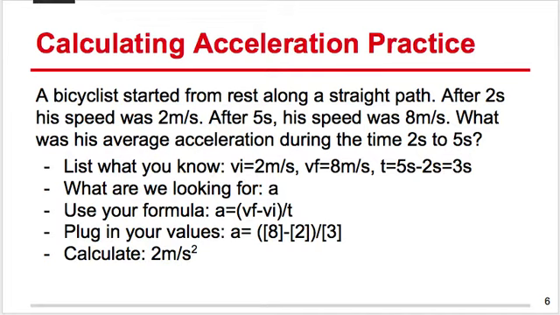A is equal to v sub f minus v sub i divided by t. You can plug in all your values. A is equal to 8 minus 2. Again, 8 is coming from up here. This is where we're getting 8 from.